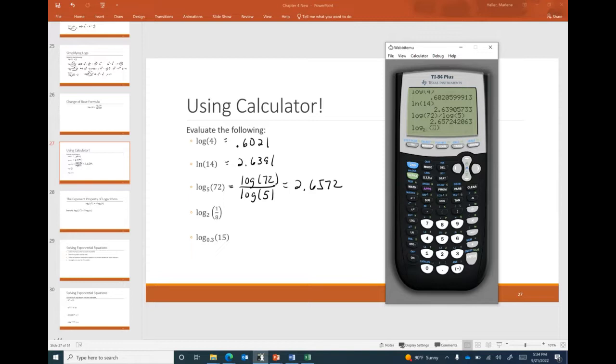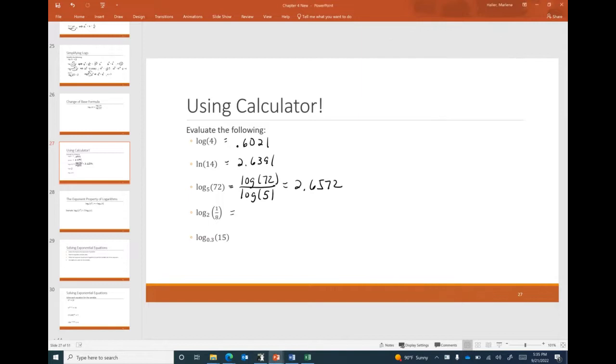I'll put 2 in there. And then it's asking for the argument. The argument is 1/8. I'll just type it in as 1 divided by 8. And then my calculator would evaluate that for me. Or I could have done that by converting it over to exponential form, right?